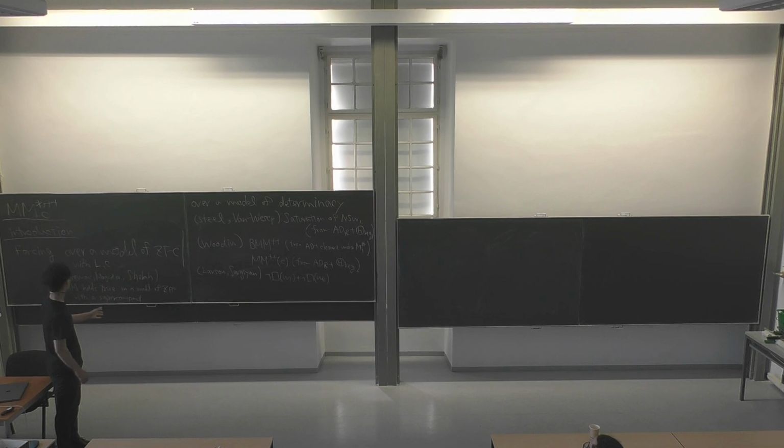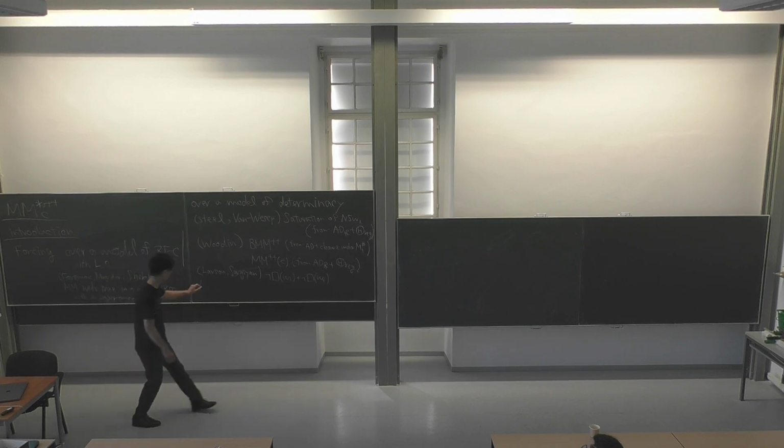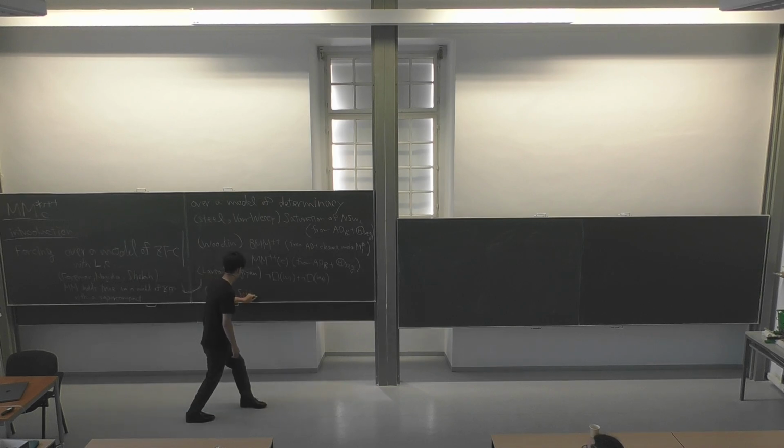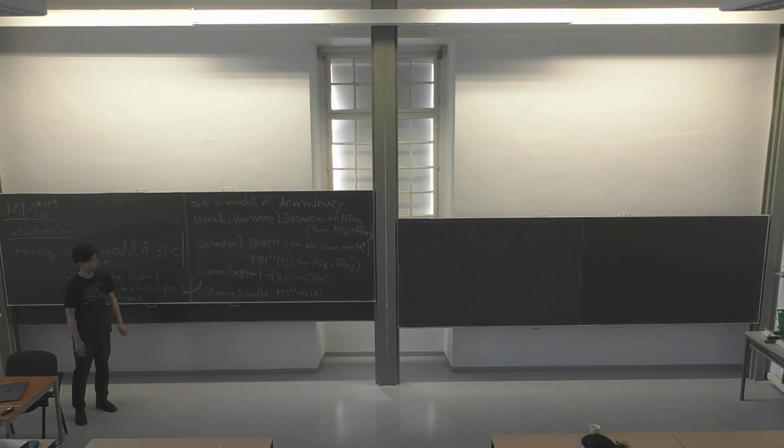Okay, we have two approaches. One is forcing over a model of ZFC with large cardinals, and the other is forcing over a model of determinacy. And a recent result by Aspero and Schindler shows that actually the two approaches are connected. They proved that MM double plus implies Woodin's axiom star. So this is a general picture of the two approaches.